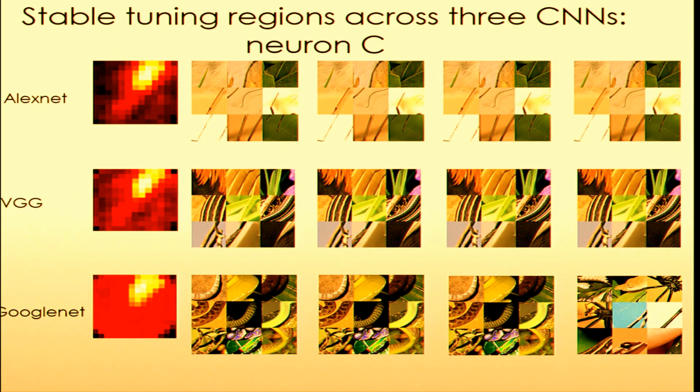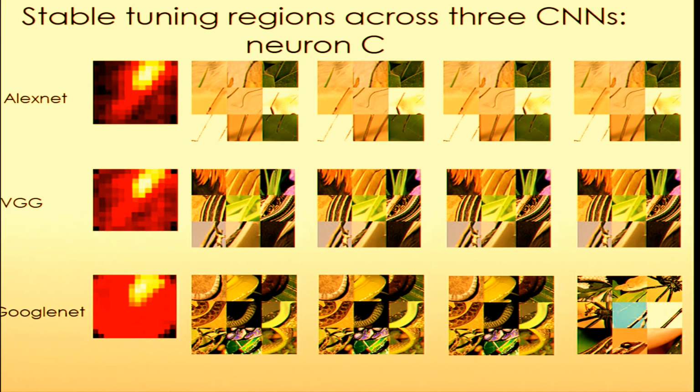And we look across different deep learning nets, and we're very happy to see that they're not exactly the same size. This is another neuron, that's why I don't see the cross anymore. AlexNet, VGG, and GoogleNet give very similar, we call it the tuning region. So how did we get the tuning region?